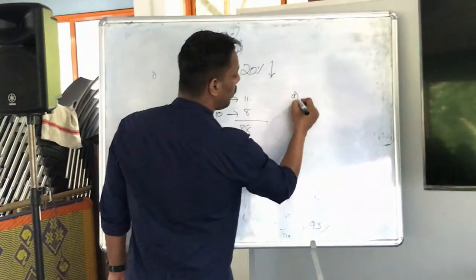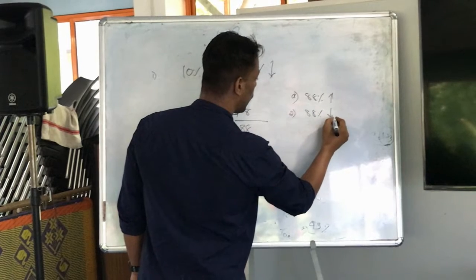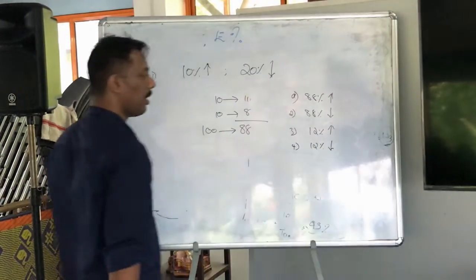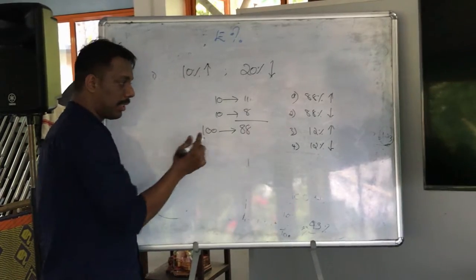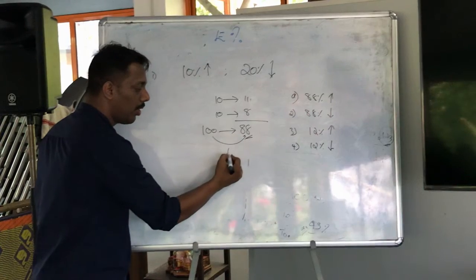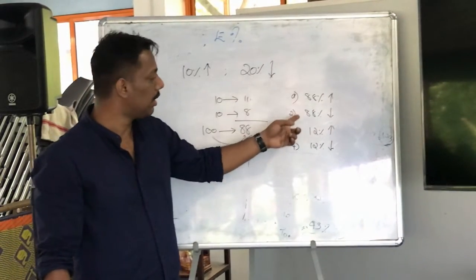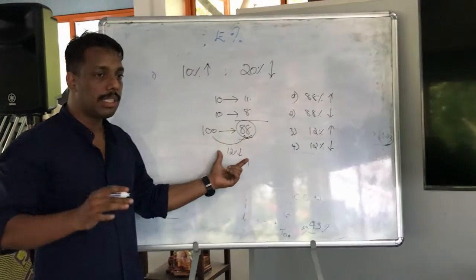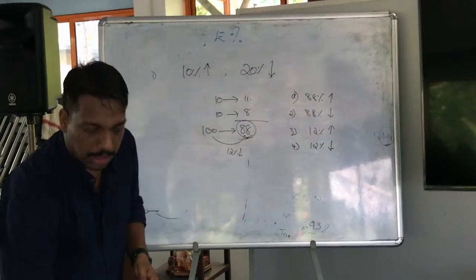In your options, remaining are 88% increases, 88% decreases, 12% increases, 12%. What will be your answer? Actually, 100 becoming 88 means the effective percentage rate is not 88. What is the effective percentage rate? 100 becomes 88 means 12% reduces, right? Here, both options are given: 88% increases and 88% reduces. You don't go by this answer. The effective change is 12%, because 100 reduced to 88 by 12%. That is the answer. The next one.